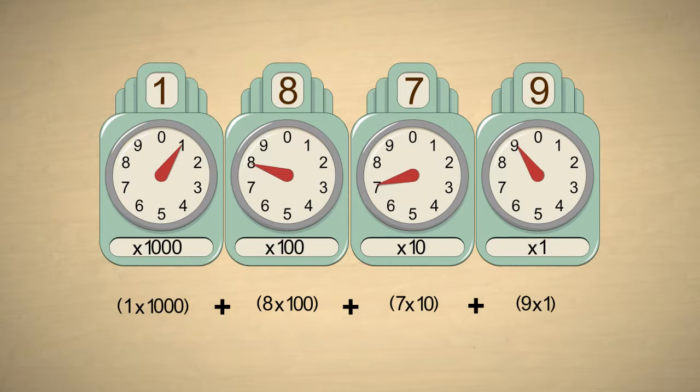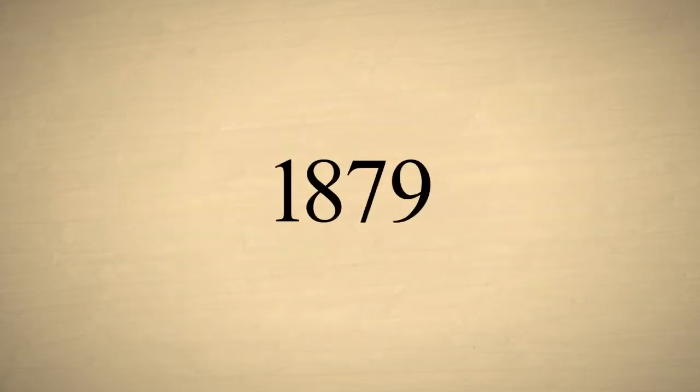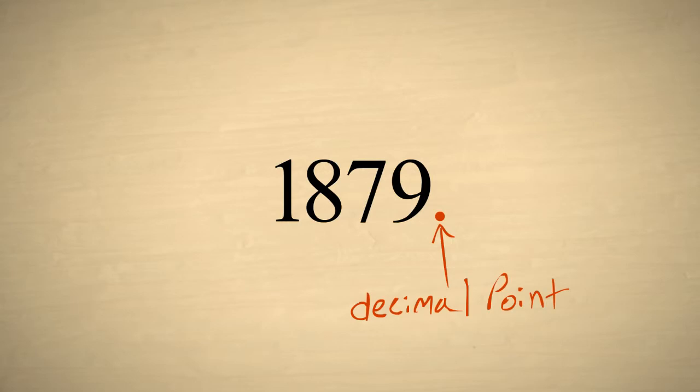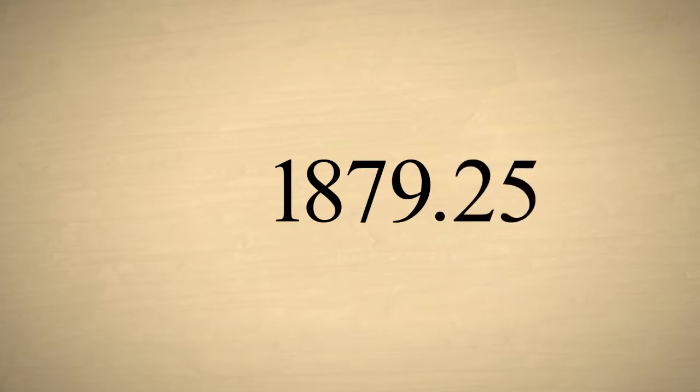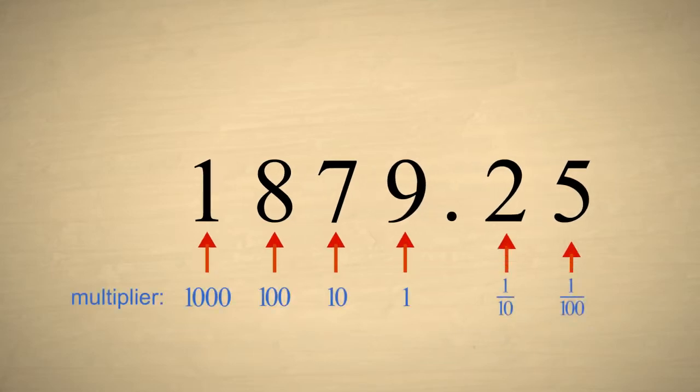Using decimal notation, we can represent any integer. But decimal notation is also capable of representing fractional quantities by adding a decimal point immediately to the right of the ones digit. We can then add as many digits as we like to the right of the decimal point. Each of these column multipliers is 1/10 the size of the column to the left, continuing the pattern of multipliers.